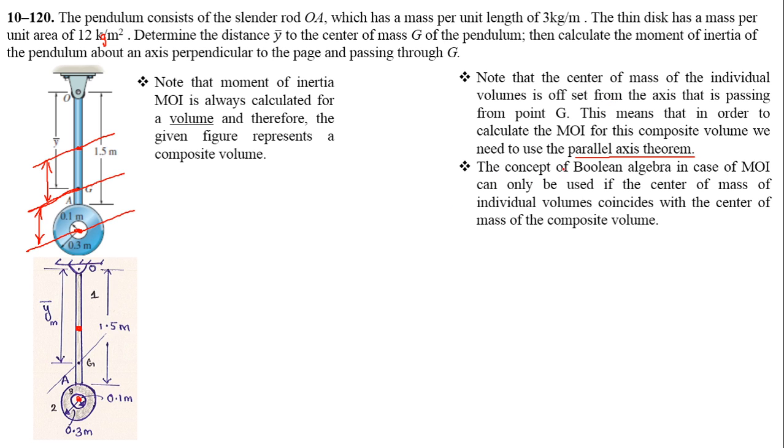So the concept of Boolean algebra in case of moment of inertia can only be used if the center of mass of individual volumes coincide with the center of mass of the composite volume. So this means in this problem, this second point is not fulfilling. Therefore we cannot use Boolean algebra in this problem, since the centroids of individual volumes are separated. They are acting away from this axis that is passing from G, about which we have to calculate the moment of inertia. So we cannot use Boolean algebra, we have to use parallel axis theorem.